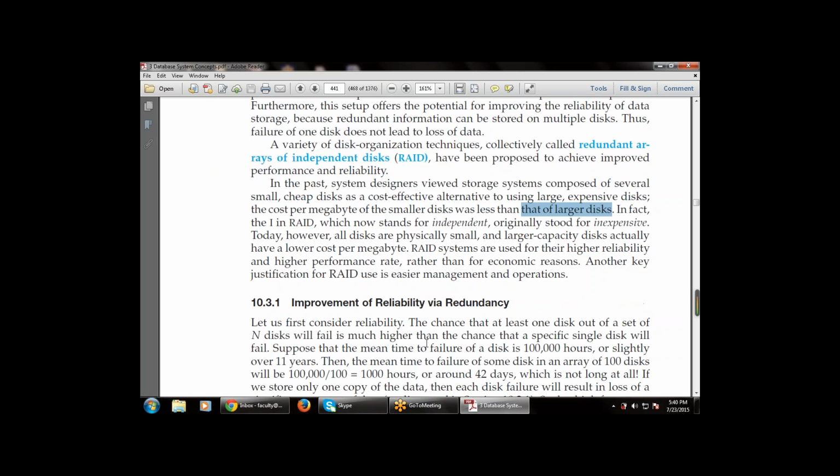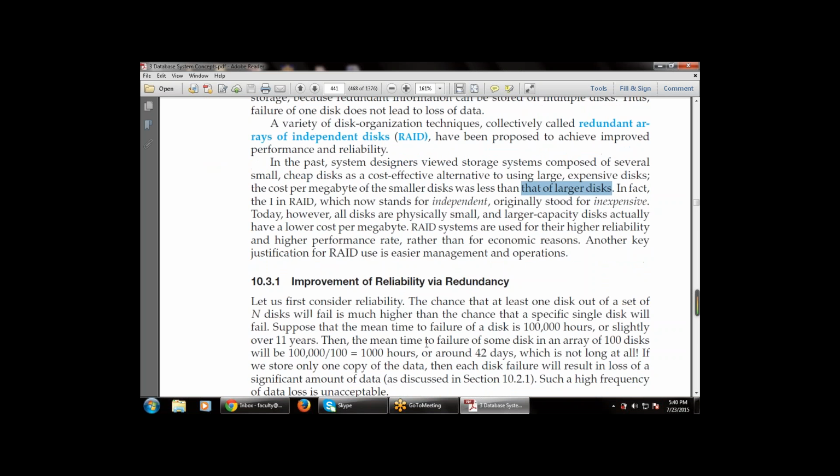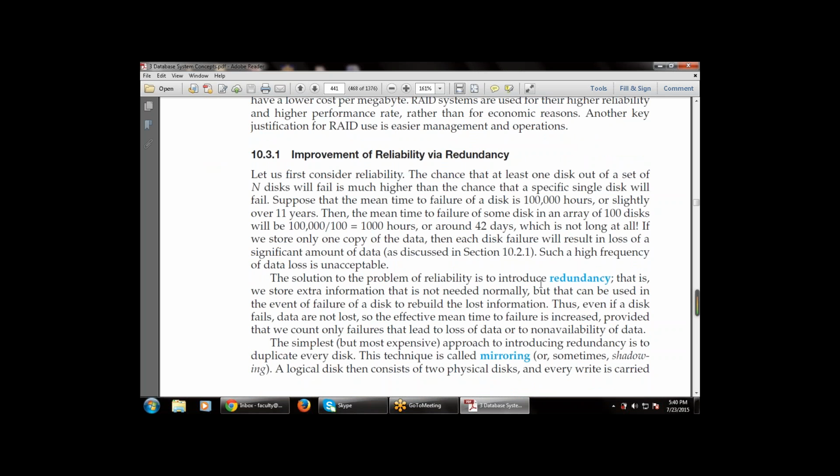Then what is the improvement of reliability via redundancy? Let us first consider reliability. One solution to the problem of reliability is to introduce redundancy.